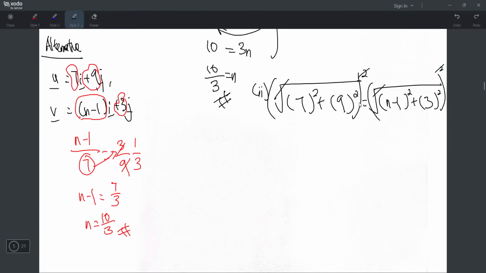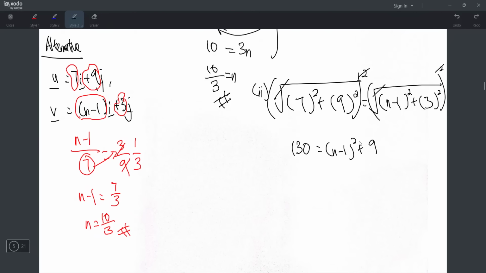So what you're left with is 7 square plus 9 square. What about here? n minus 1 square and then plus 3 square, which is 9. Wait, I actually made a mistake. 7 square plus 9 square is not 121. It's 130. Sorry.